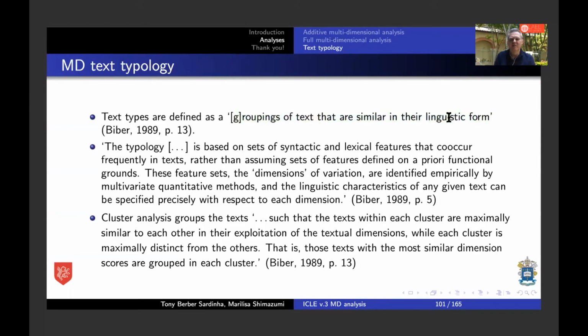So this is very important. We're talking about linguistic text types. We're not talking about situational text types, those are registers. We're looking at strictly linguistic form, right? And we use cluster analysis to get to those text types.